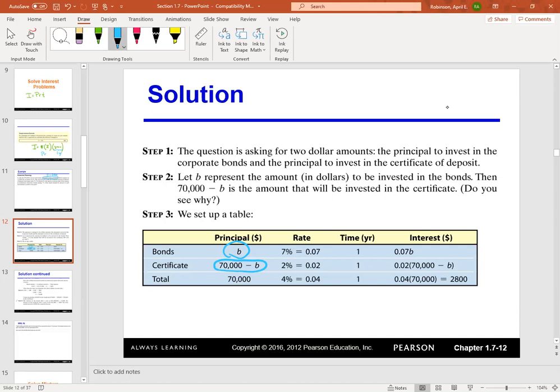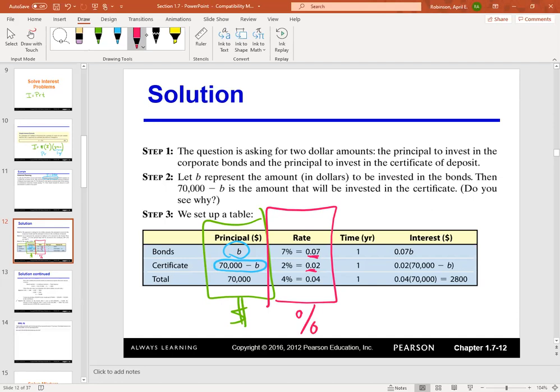So 70,000 minus B would be how much money she's going to put in the certificate. And then that's the principal, right? Here's my dollar amount. Then you've got the rates. 7% is 0.07, 2% is 0.02. That's the percentages converted to decimal form. And then down here, we have our interest. Now you'll notice time is 1 year, so you can pretty much just ignore time: principal times rate times time.